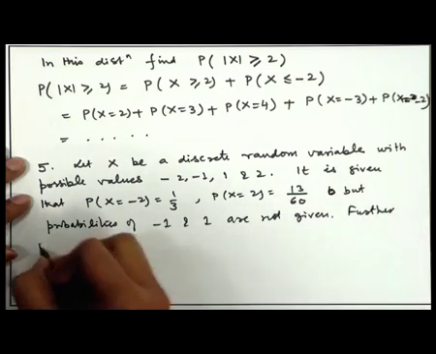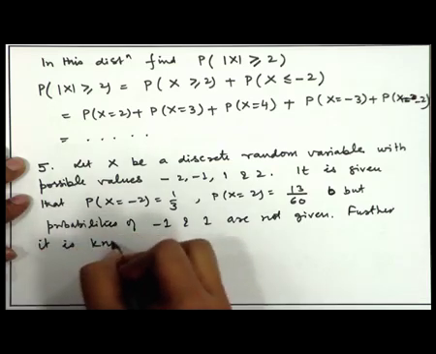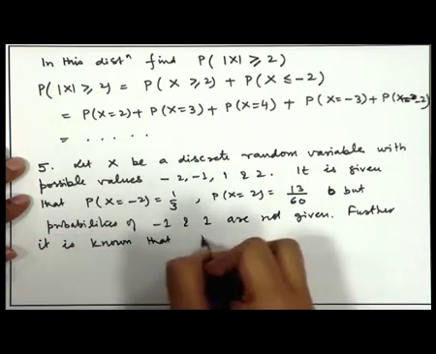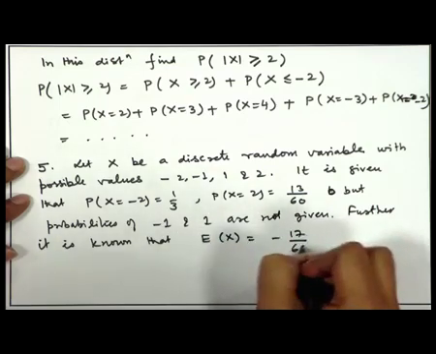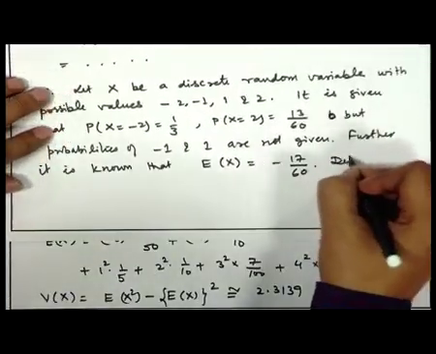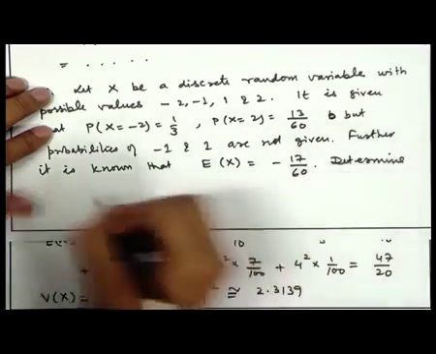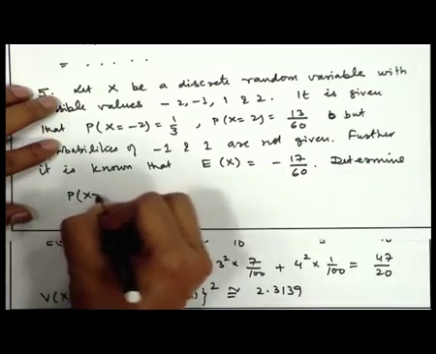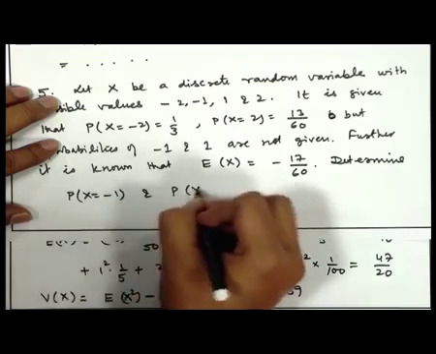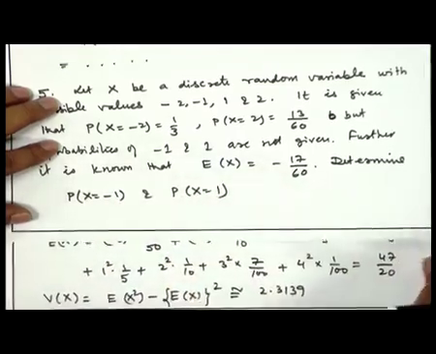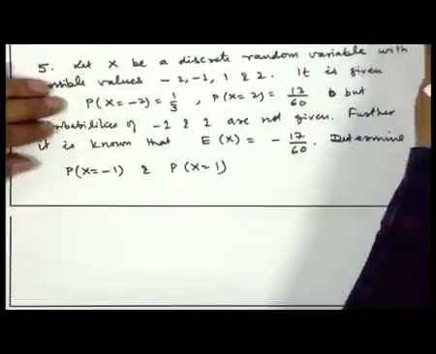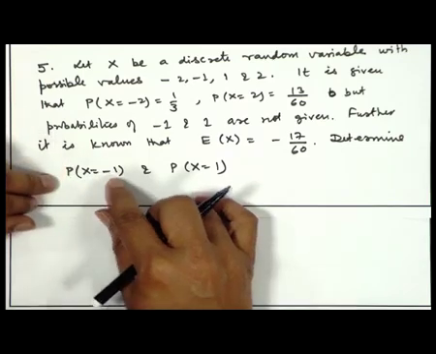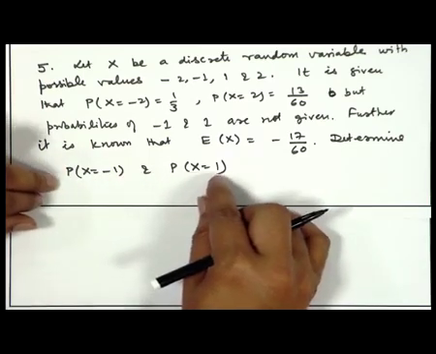Further, it is known that expectation of x is equal to minus 17 by 60. Determine probability of x equal to minus 1 and probability x equal to 1. So, from the given information, we have to calculate the probabilities of x equal to minus 1 and x equal to 1.